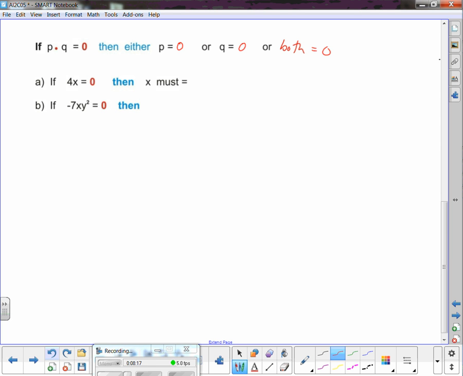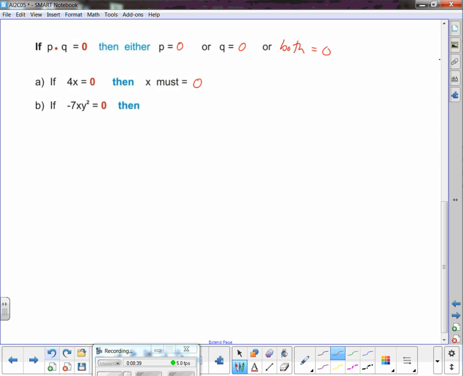All right, so A, pretty simplistic. If 4x equals 0, guess what? X must equal, oh, you guys are rocket scientists, 0. X has to equal 0. There's no other possibility. Now, in the second example, what if we have negative 7xy squared equals 0?